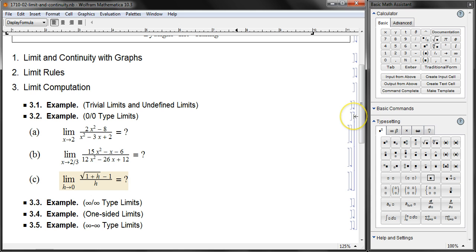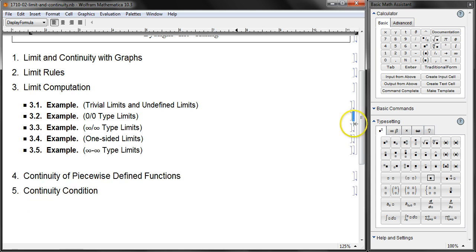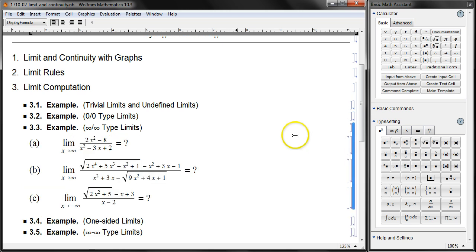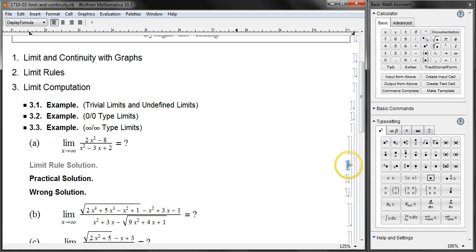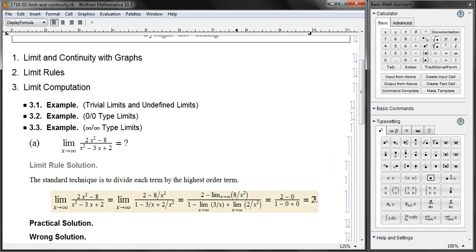Okay, so much for 0 over 0 type limit. Let's go over to infinity over infinity type limits. How do you handle this kind of limit? One way to handle this is to use the limit rule. Take the highest power term and divide each term by that highest order, and then apply the limit rule, and this is a textbook solution.